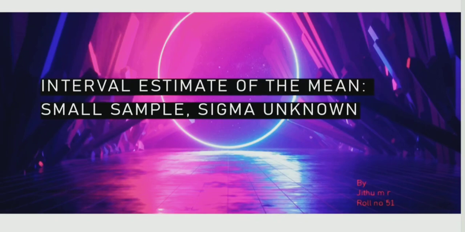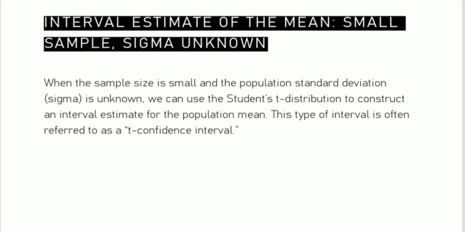We are going to discuss interval estimation of the mean when it is a small sample and sigma is unknown. When the sample size is small and the population standard deviation sigma is unknown, we can use the student's t distribution to construct an interval estimation for a population mean. This type of interval is often referred to as a t confidence interval.